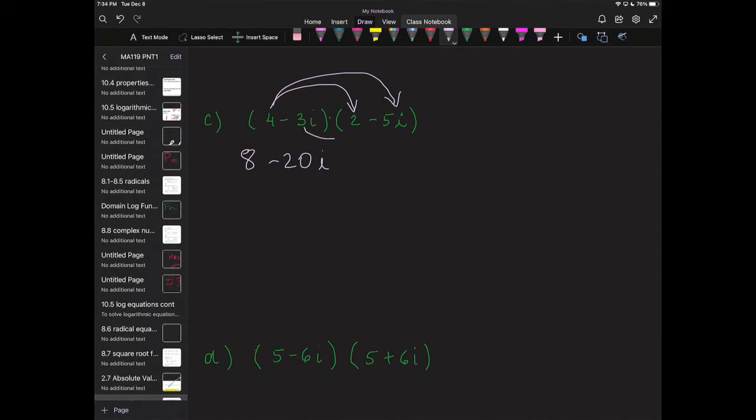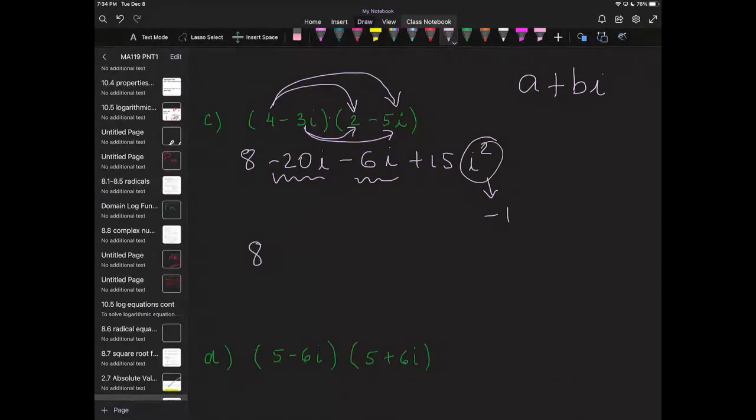And then we take negative 3i times positive 2, negative 6i. And then we take negative 3i with negative 5i, positive 15i squared. Remember, i squared is negative 1. Because your answer must be in the form a plus bi, there is no i squared in this form. So we replace i squared with negative 1. Notice also that in this case, we have two like terms. Okay, so now let's do that.